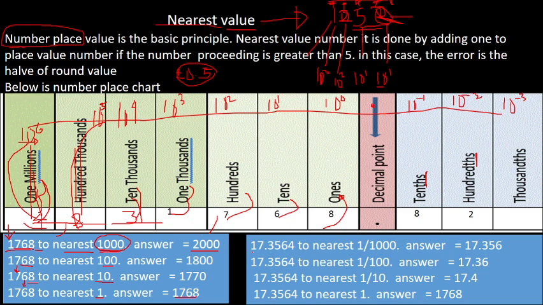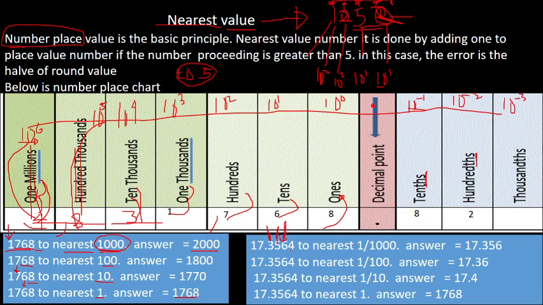Now look at this number here. 17.356 to the nearest 1 over 1,000. The one that is the 1 over 1,000 here is what? This is 10. You see, it begins from 10, this is 100, this is thousands. You see? So this is where we are going to stop.